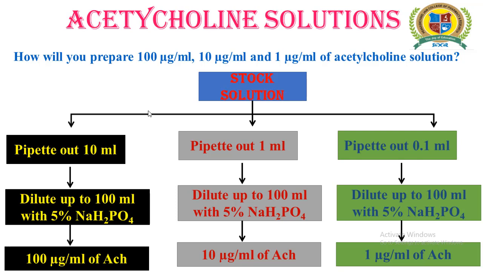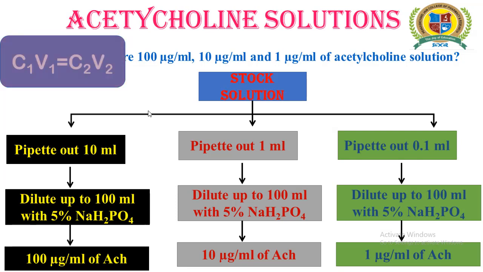So is there any formula by which you will get the answer to your question? So definitely here is a formula. What is this one? C1V1 is equal to C2V2. So what does this indicate? C1V1, 1 indicates the initial concentration and the initial volume. C stands for concentration, V stands for volume, and C2V2 stands for the final concentration and the final volume.